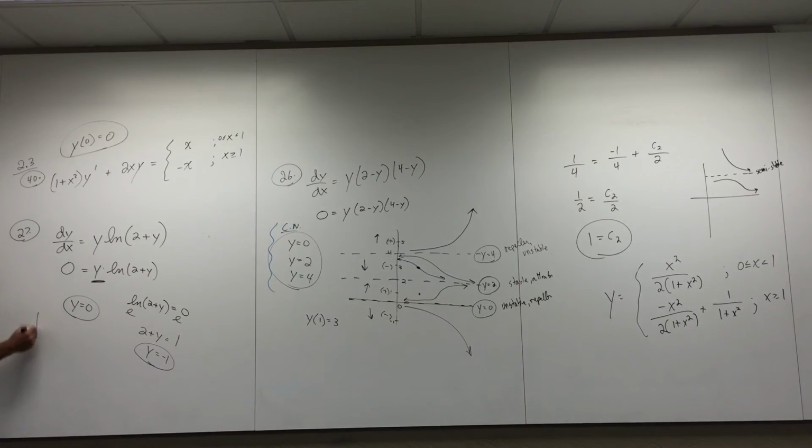We can play the same game. At 0, there's a slope of 0. At -1, there's a slope of 0. And I can try to test in between. Now, what am I testing? I'm just looking at the sign of the derivative. I want to know if the derivative's positive or if the derivative's negative. It tells me about increasing or decreasing.